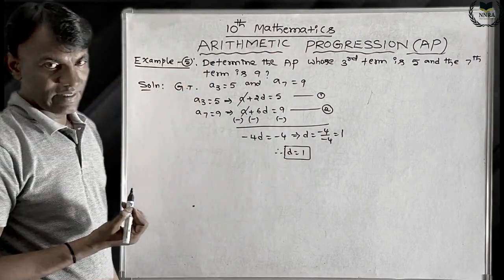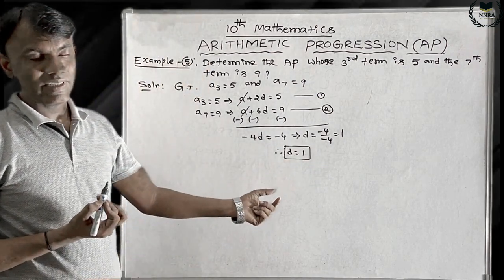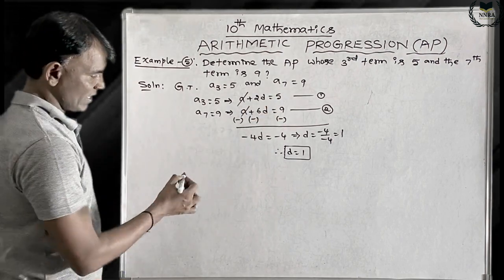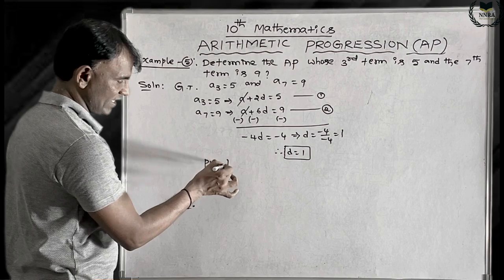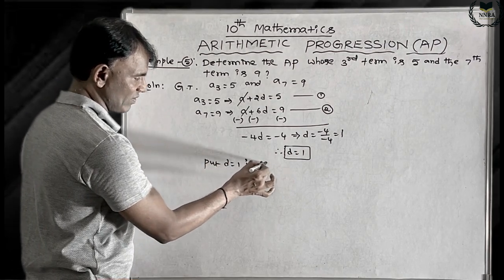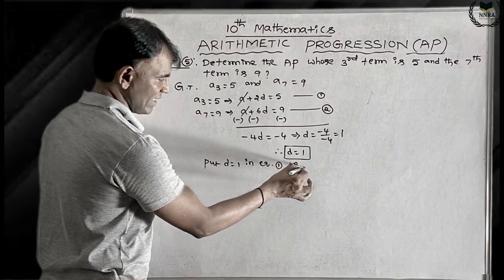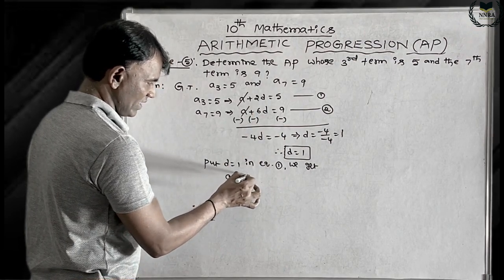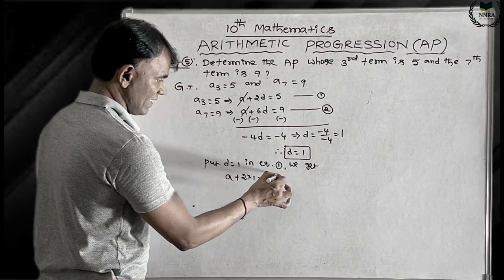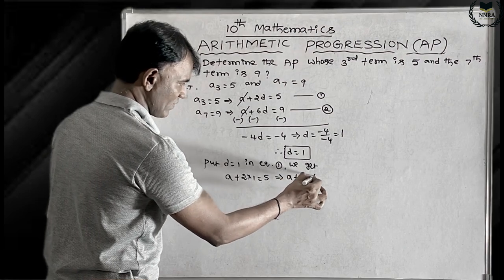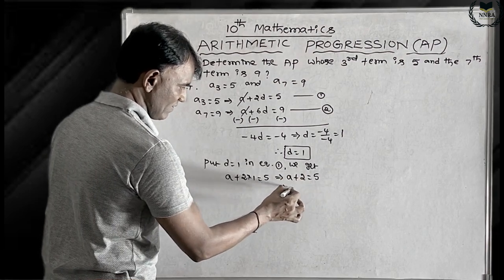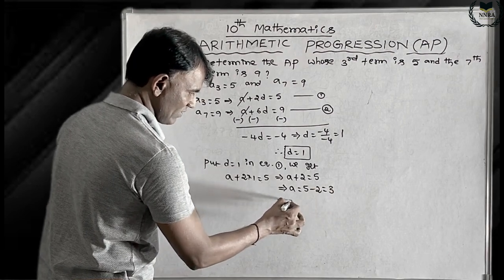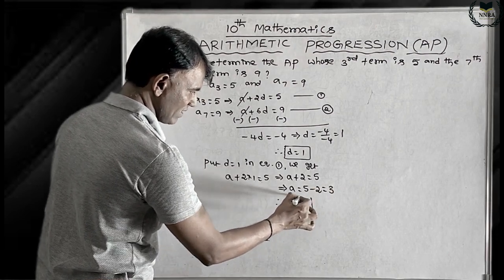Now we find the value of a. So just substitute the d value in any one of the equations, either 1 or 2. Now I am going to substitute d equal to 1 in equation number 1. We get a plus 2d, 2 into 1, equal to 5. So a plus 2 equal to 5. What is the value of a? That can be written as 5 minus 2 equal to 3. Therefore a equal to 3.